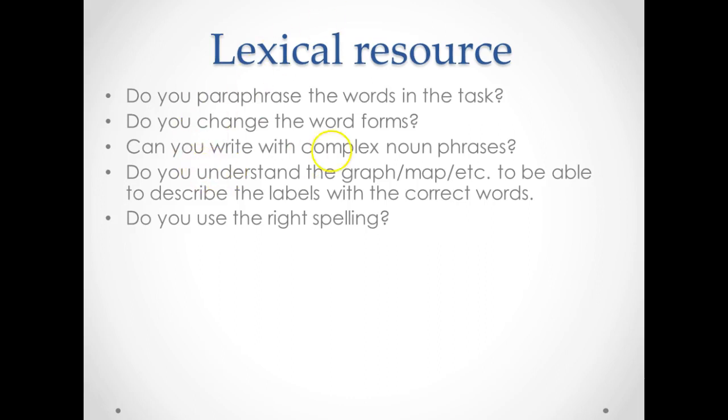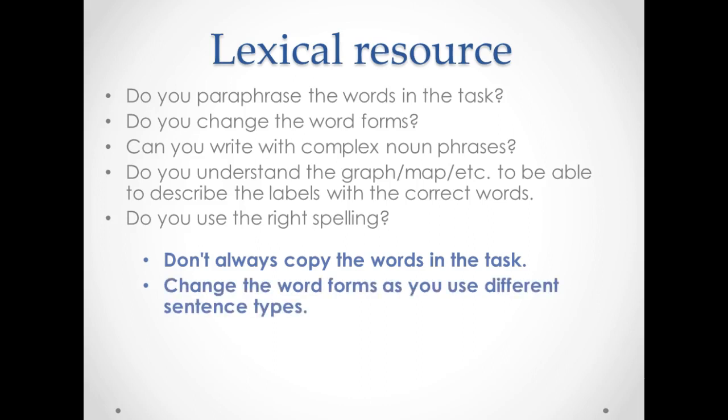Do you change the word forms? Do you write with complex noun phrases? And this next question is pretty important. Do you understand the graph or the map to be able to describe the labels with the correct words? And finally, do you use the right spelling? So important. So my advice, do not copy the words in the task. You have to paraphrase.